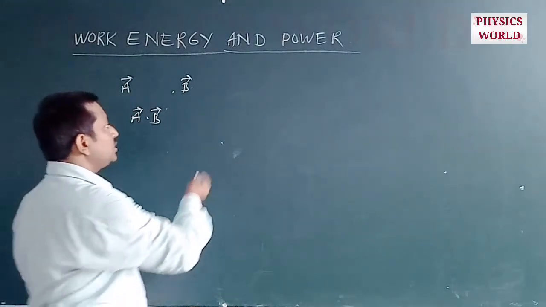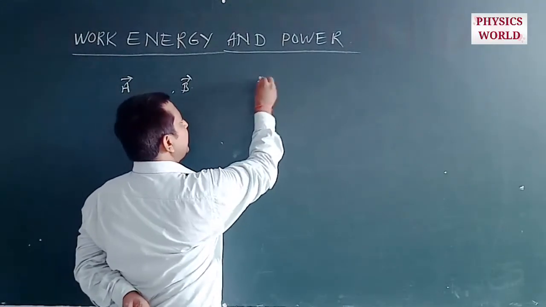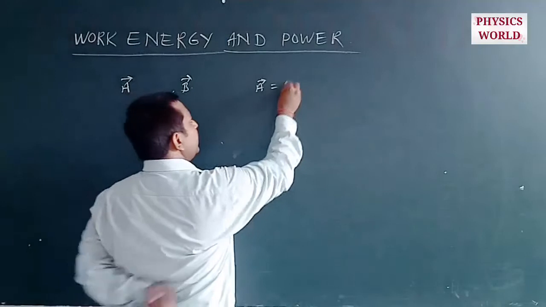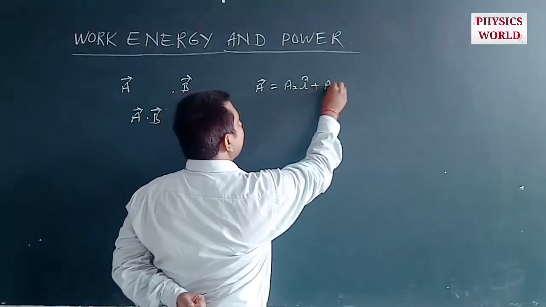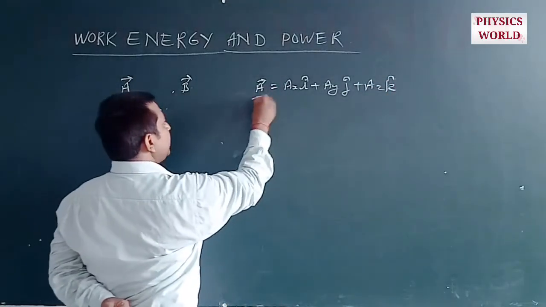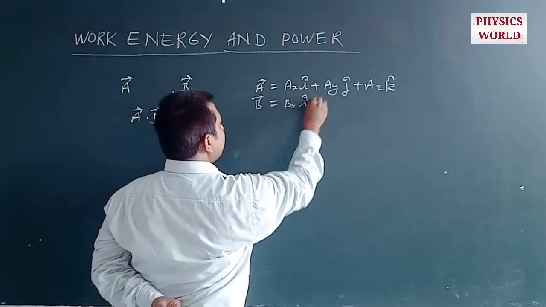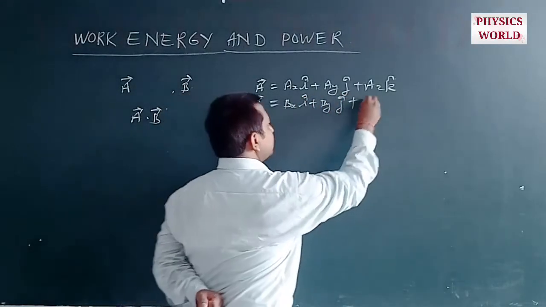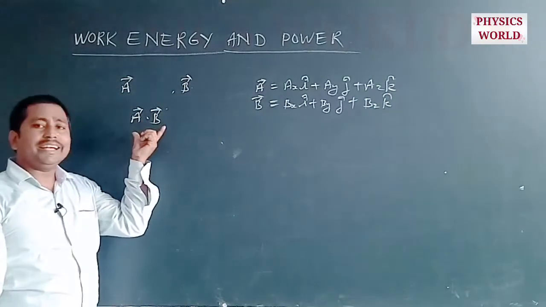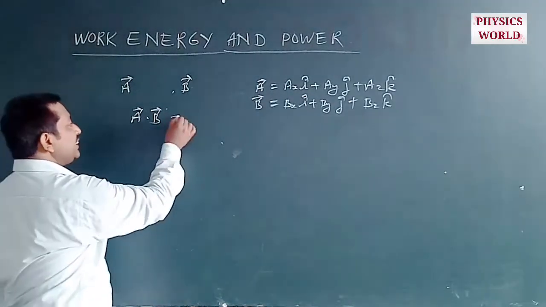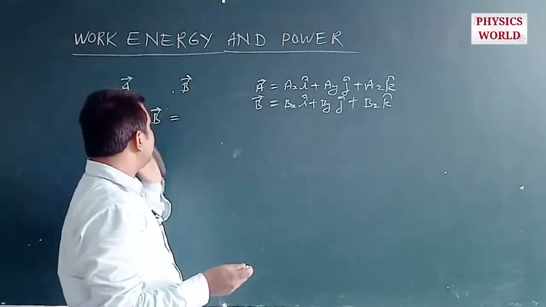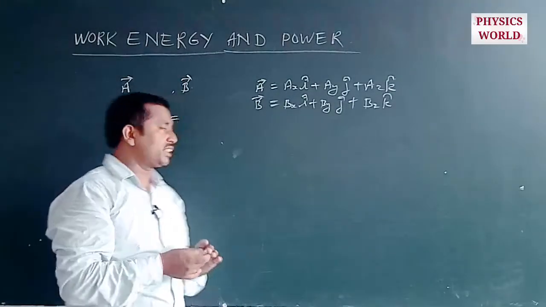Suppose we write vector A in rectangular components as ax i cap plus ay j cap plus az k cap, and vector B can be expressed as bx i cap plus by j cap plus bz k cap. If you want to calculate vector A dot vector B, we can easily find the value of A dot B. As we know, what is the definition of A dot B? It means the dot product of two vectors.